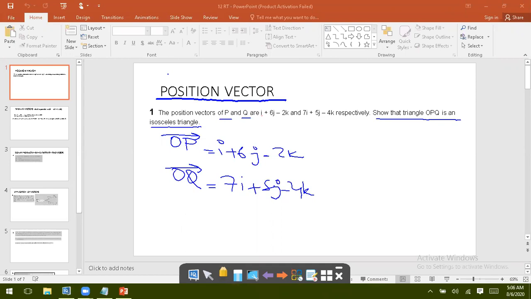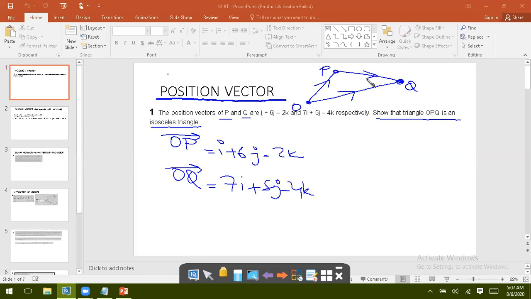To complete the triangle, you can draw either the PQ direction or the QP direction. It doesn't really matter. So we have three vectors here: OP, OQ, and PQ. And the question is, prove that it's an isosceles triangle. How do we prove that this triangle is isosceles? We have to prove that two sides are equal in length. What is isosceles? Two angles and two sides are equal. So instead of finding the angles, let's find the length.